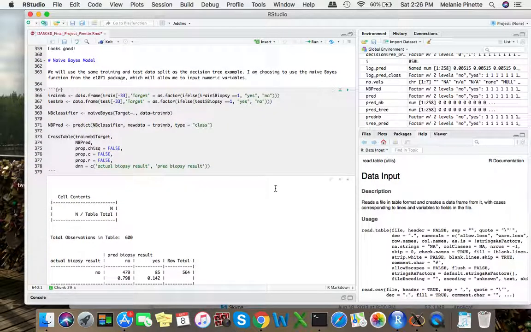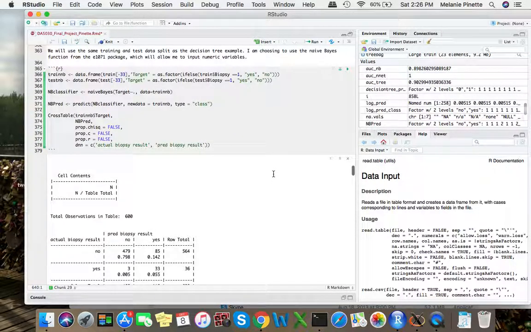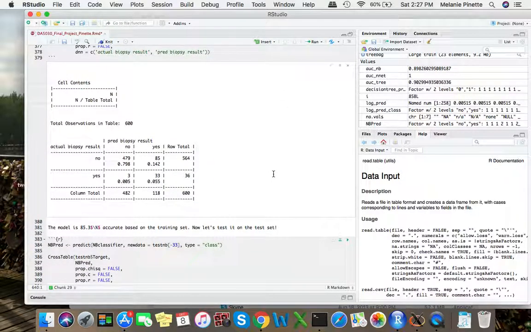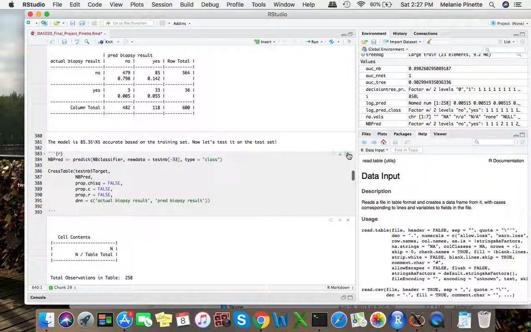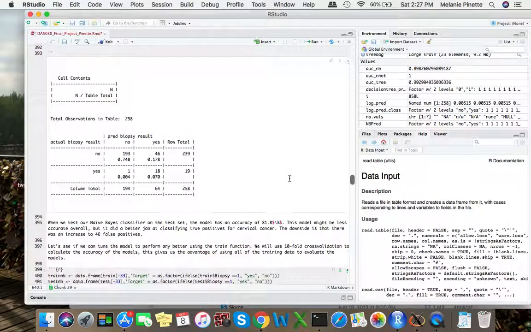Moving on to the naive Bayes model. We'll use the same training and test split, and we'll just train this on our training set. The model is 85.3% accurate on the training set, so let's look at our test data, applying it there. Okay, 81.8% accuracy. This model may be less accurate overall, but it did a better job at classifying true positives for cervical cancer. The downside being that there are 46 false positives now.